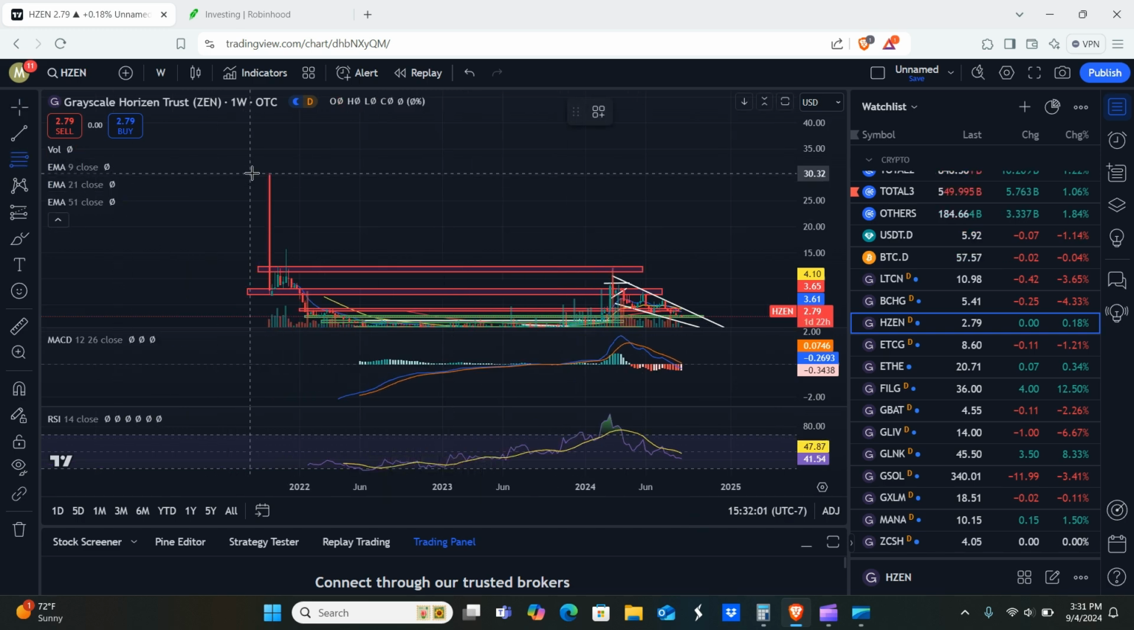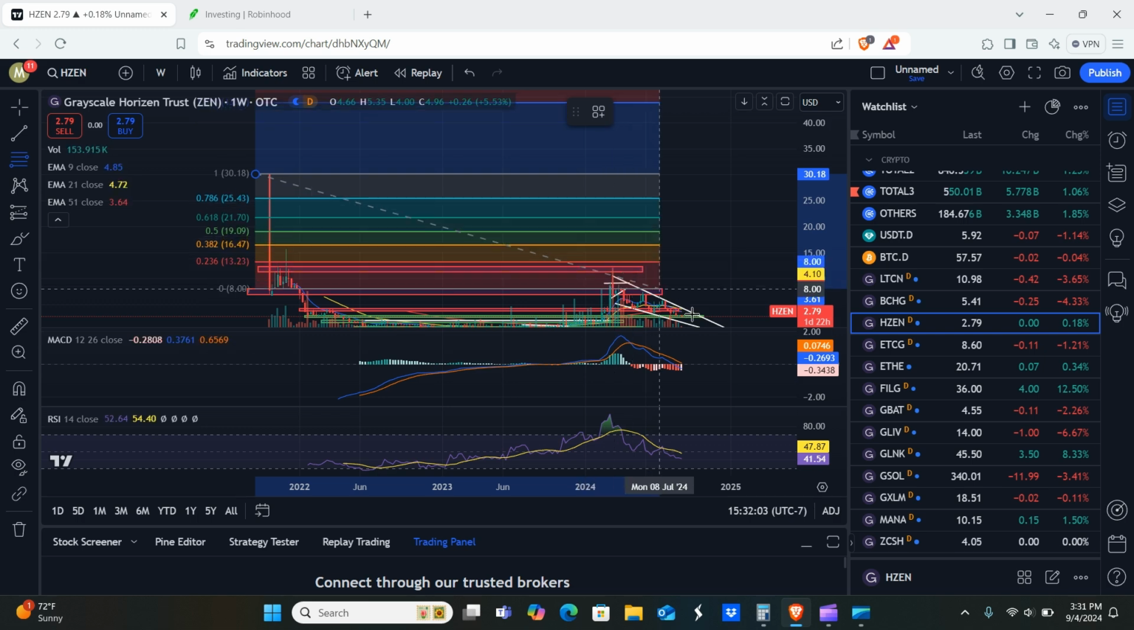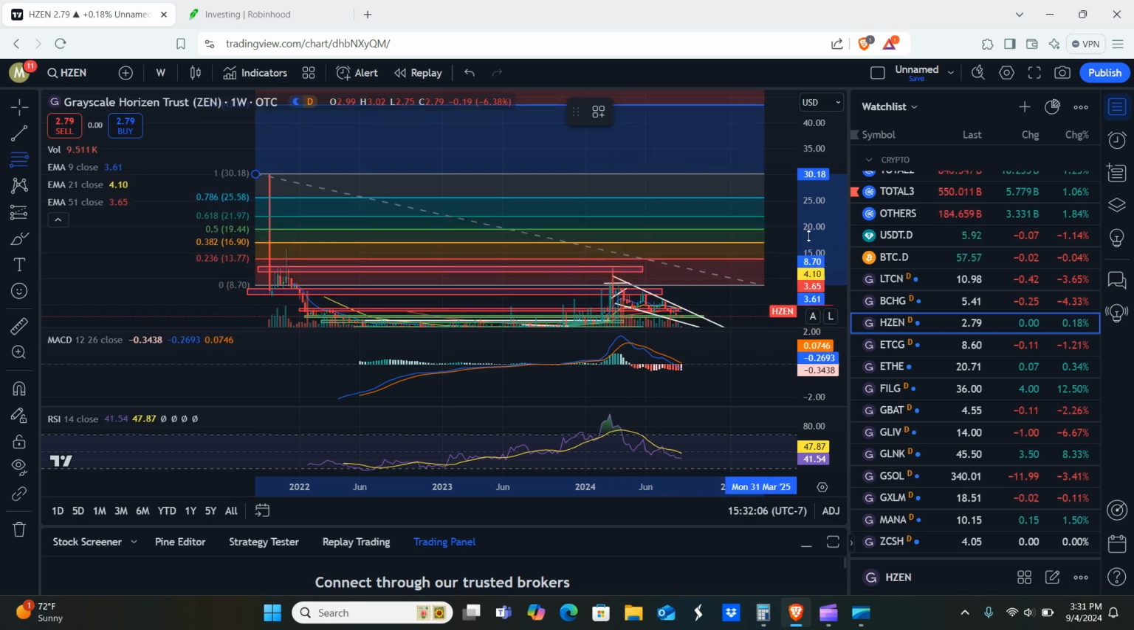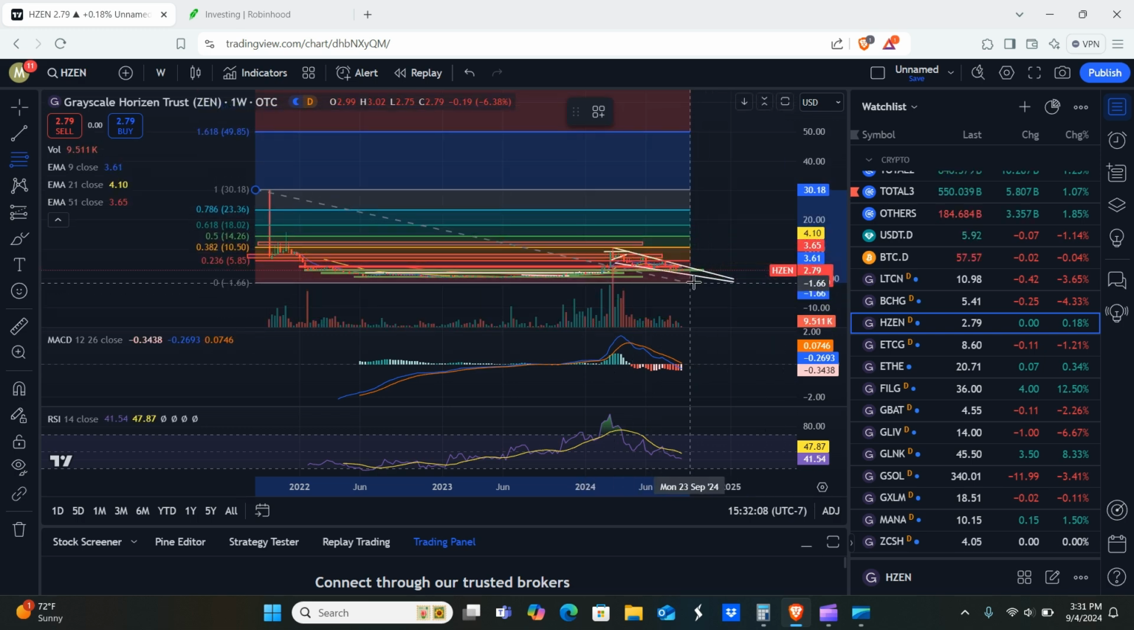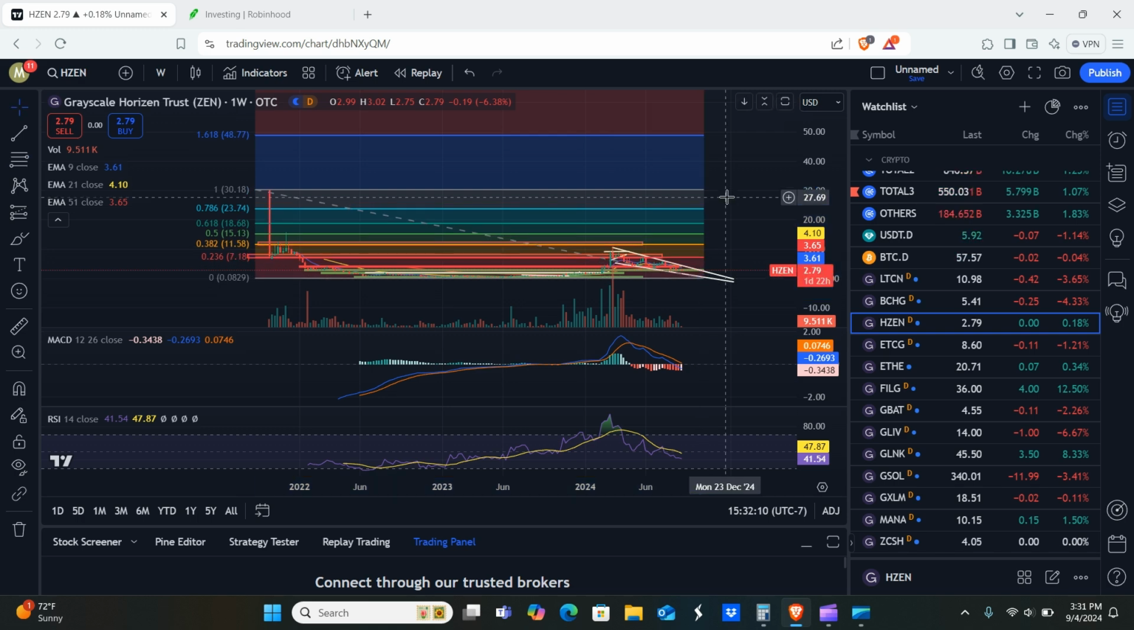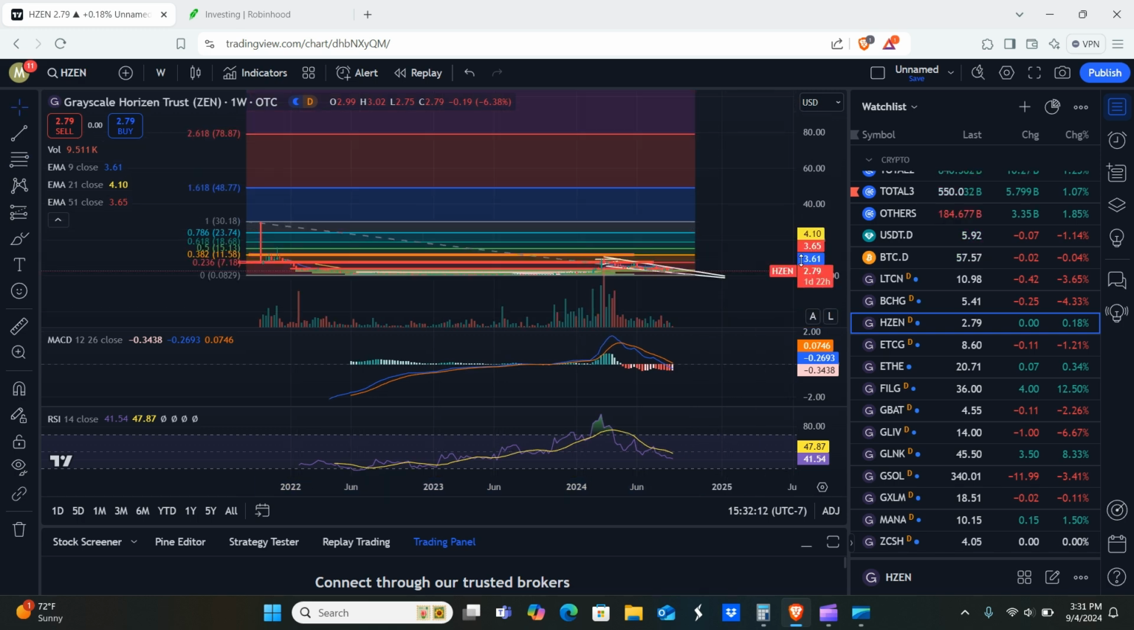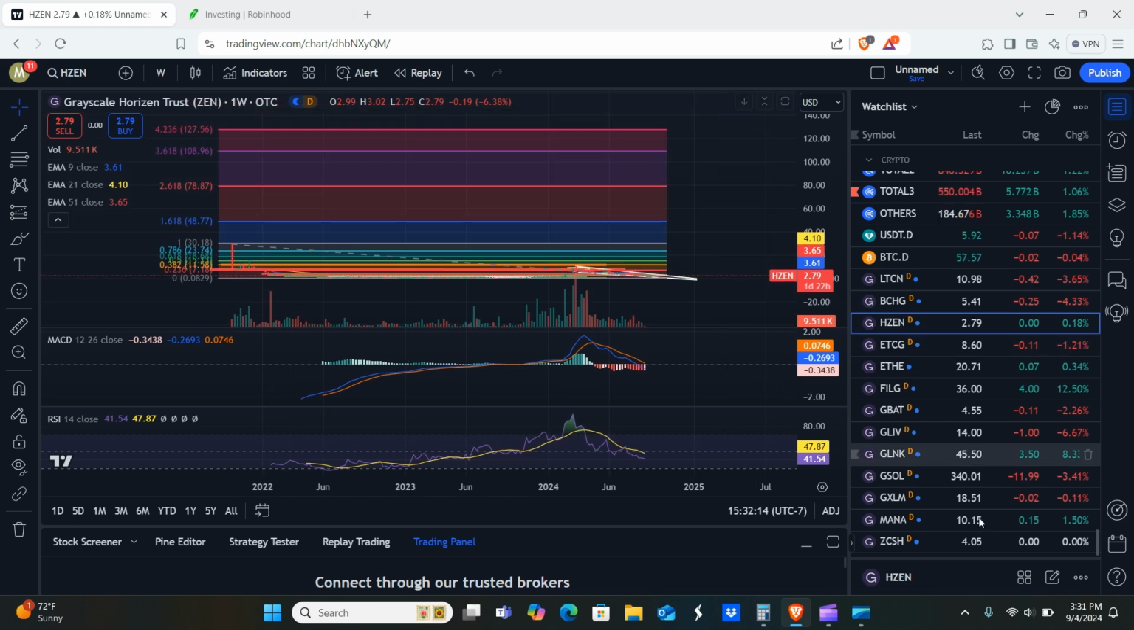The big problem with a lot of these Grayscale trusts is we don't actually have a full-blown cycle yet for a lot of these trusts, because they came out in the middle of the bull run. So we don't really have full-blown data for a lot of these. The only ones that we have them for are the Litecoin, Bitcoin Cash, and ETH related ones. So that kind of sucks.